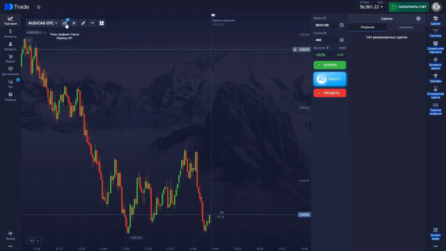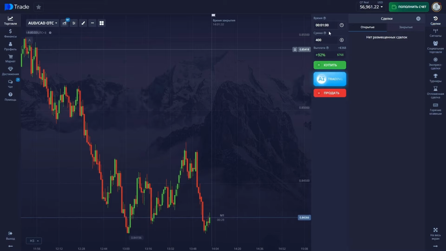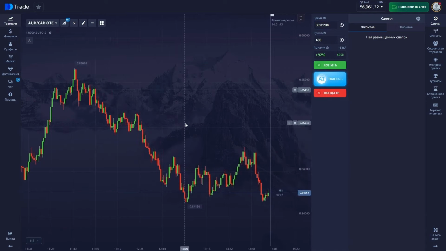So initially you will need to go to the chart settings, go to the chart, and select the candlestick chart type. Next, choose a 1 minute interval, and today we will also be trading on a 1 minute, that is with a 1 minute expiration time. Here you will have possibly such a flag. You press the flag and also select 1 minute. That's it. So friends, what is the strategy about now?